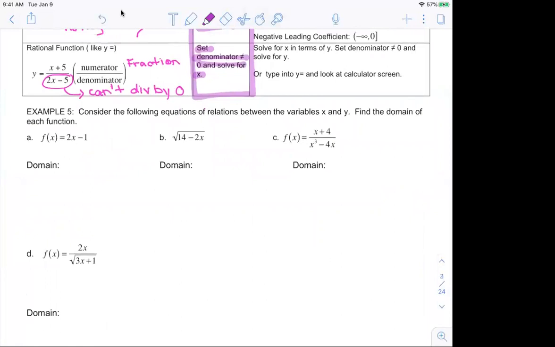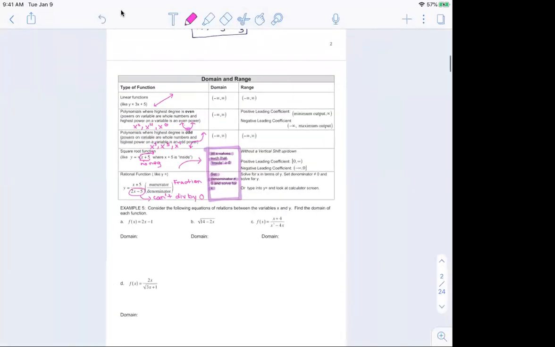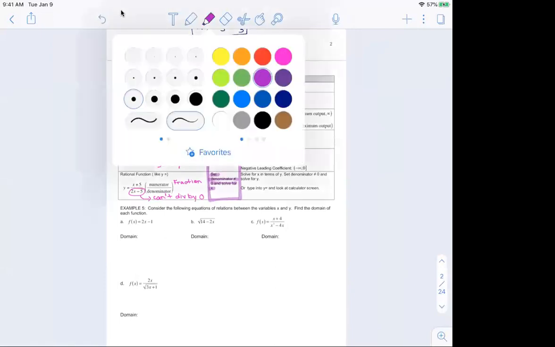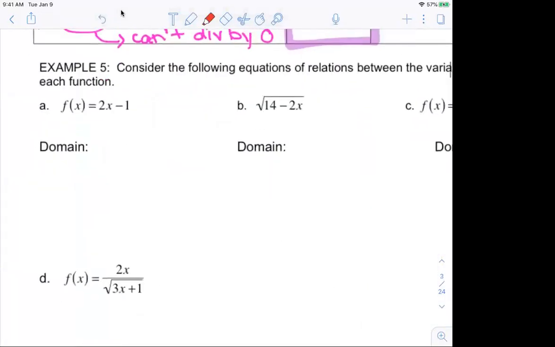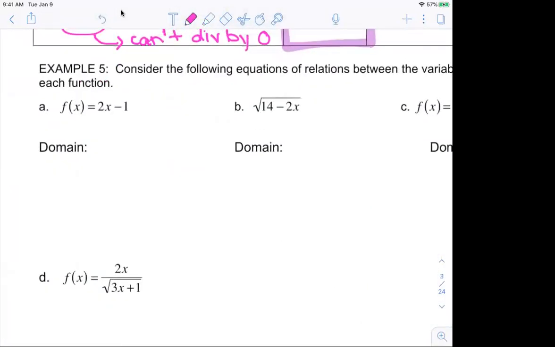The first one is a linear line, y equals 2x minus 1. You can go straight to the answer, which was, when we were looking up here, linear functions, the domain is negative infinity until infinity. You can plug in any number for x here. So negative infinity until infinity.